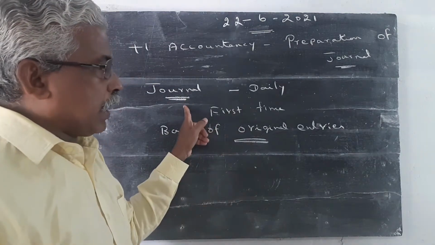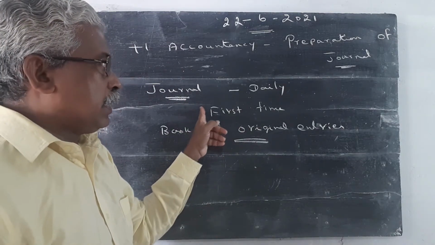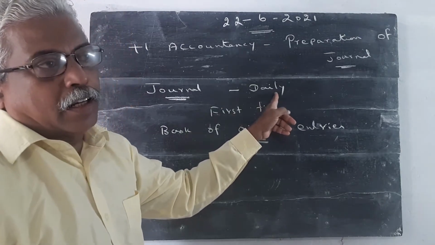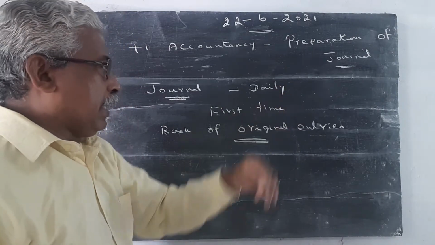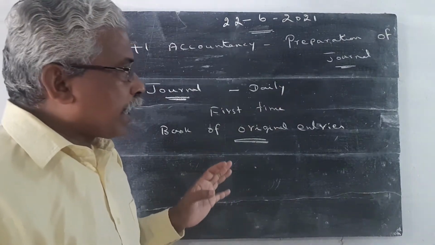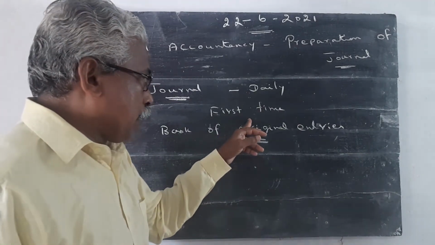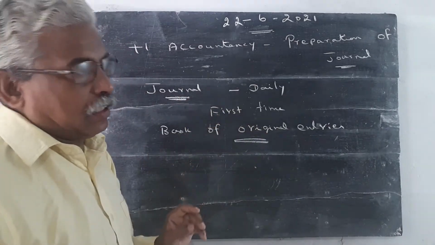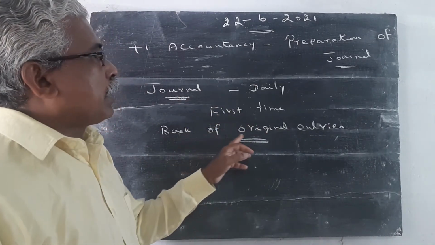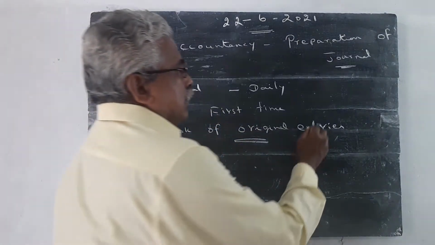So, what is the meaning of journal? Journal means day, or we can say daily. The day-to-day transactions recorded for the first time is called a journal. It is also called a book of original entries.